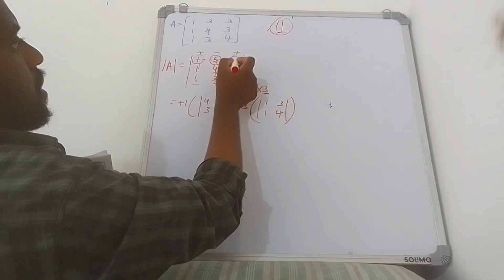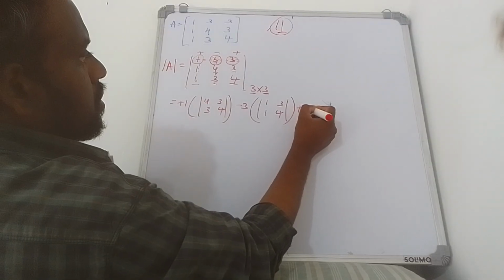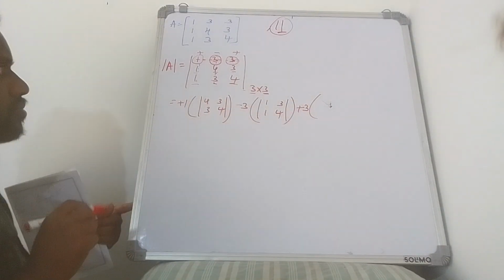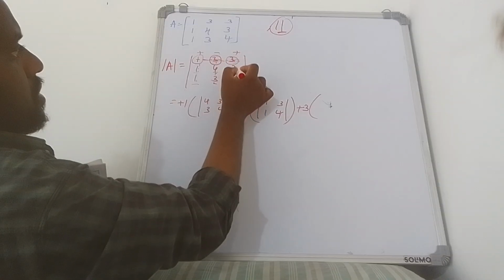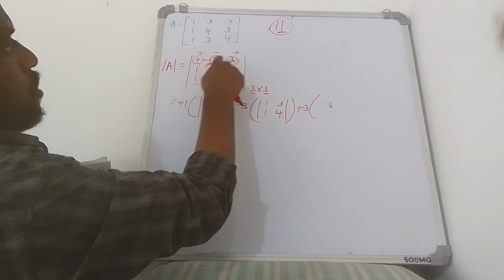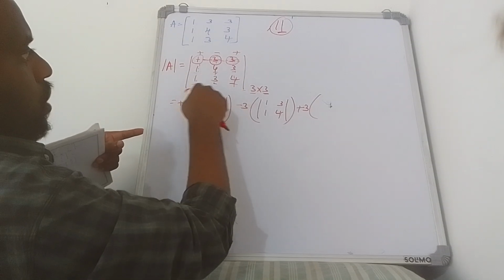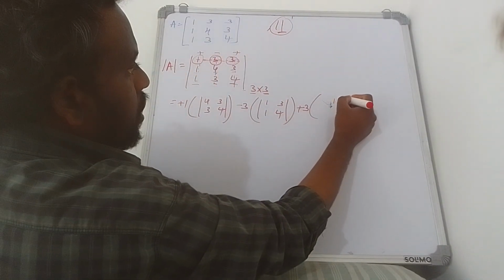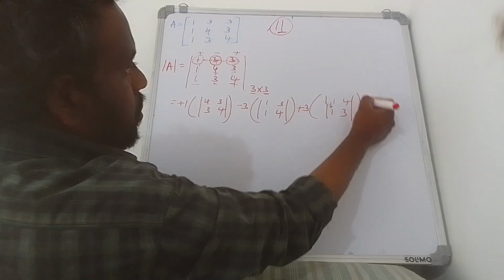Next, this element you take, this one, along with its sign. Plus 3. Now this 3 is present in this row and this column. Assume this row and this column are not there. We are left with 1 4 1 3, right here. Take the determinant. Close the bracket.